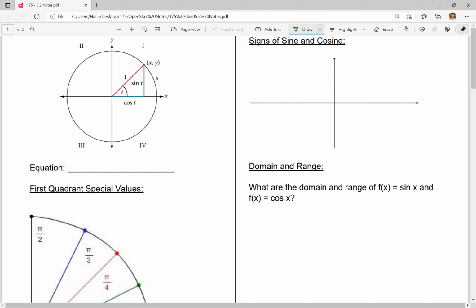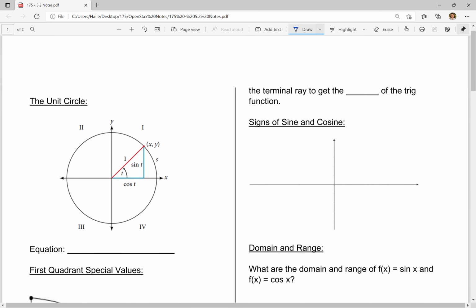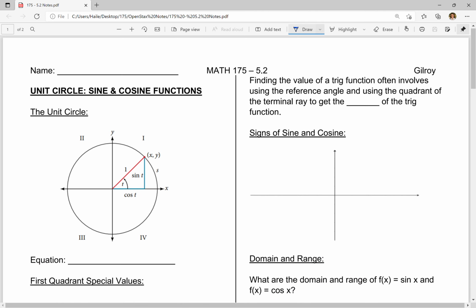When we talk about sine and cosine, a useful tool that we use to get values for these functions is called the unit circle. Basically, the unit circle is just a circle with radius 1. I have a picture of this below, so we're going to talk about what this looks like.